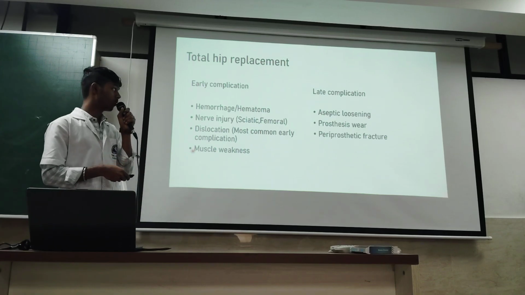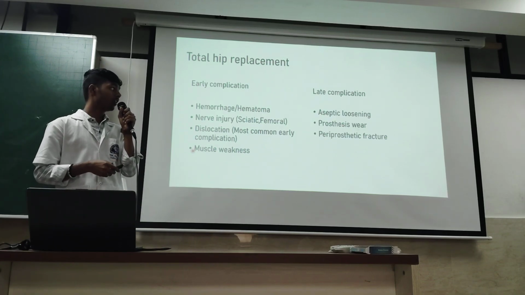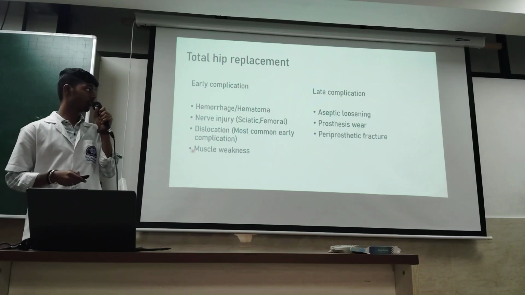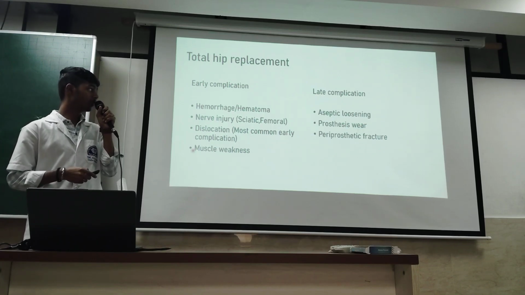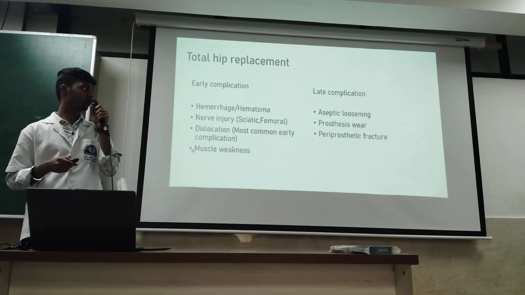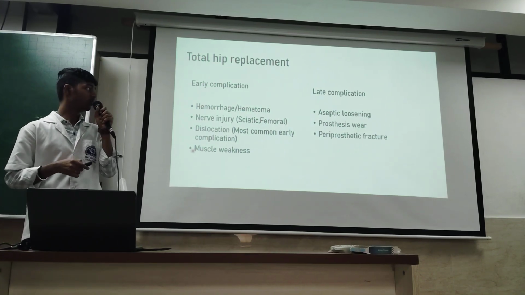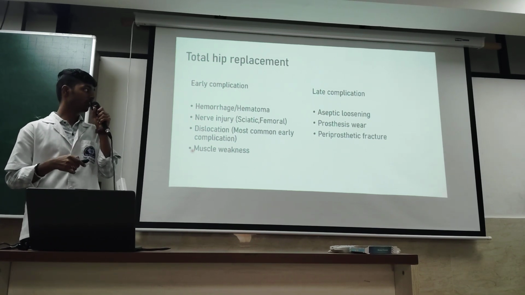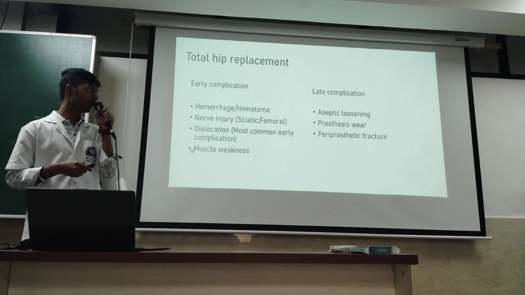Now we discuss the late complications, starting with aseptic loosening. The implant gets dislocated from its position without any infection. This is known as aseptic loosening. Second is prosthesis wear. In this, gradual damage of the artificial joint surface occurs. And third is periprosthetic fracture. A new fracture arises around the implant. This condition is known as periprosthetic fracture.